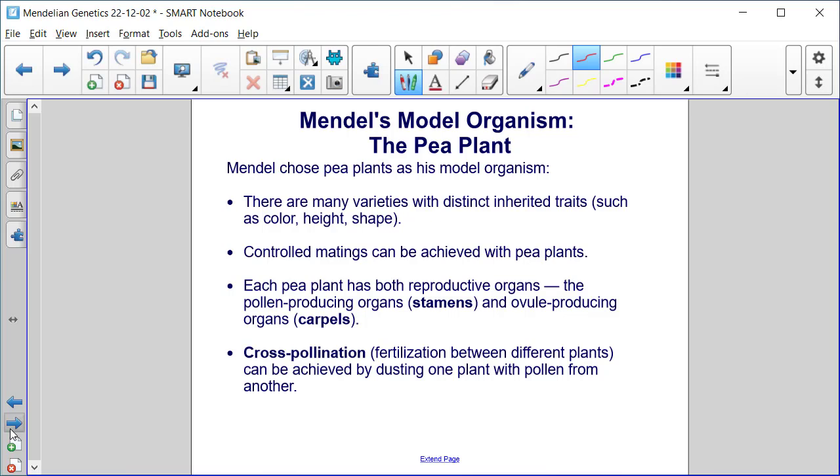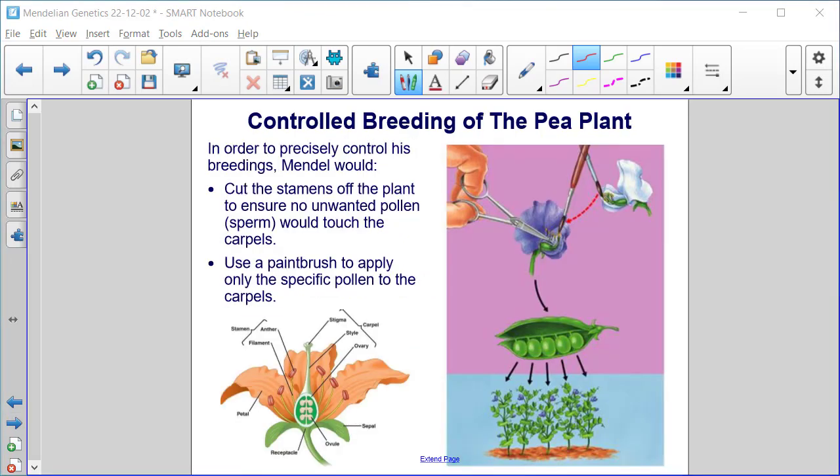Controlled matings can be achieved with pea plants. Each pea plant has both reproductive organs, the pollen-producing organs, stamens, and ovule-producing organs, carpels. Cross-pollination or fertilization between different plants can be achieved by dusting one plant with pollen from another. In order to precisely control his breedings, Mendel would cut the stamens off the plant to ensure no unwanted pollen or sperm would touch the carpels, and use a paintbrush to apply only specific pollen to the carpels.